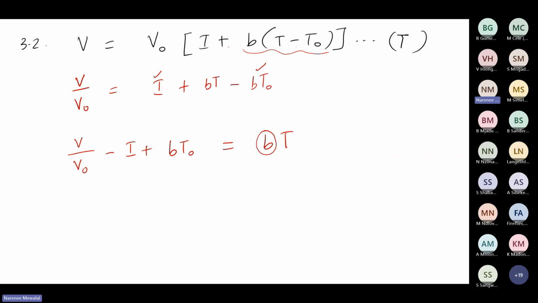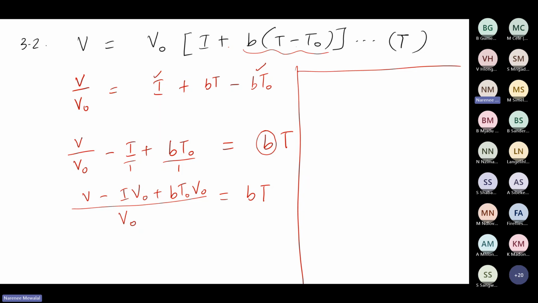But students, again, it is good practice to actually, you can see that this is over 1 and this here is over 1. So you can write down here, your LCD is V naught here. So you're going to get V minus I times V naught plus B T naught V naught is equal to B times T. And then on this side here, you can now, we know we're going to divide by this B on the other side.